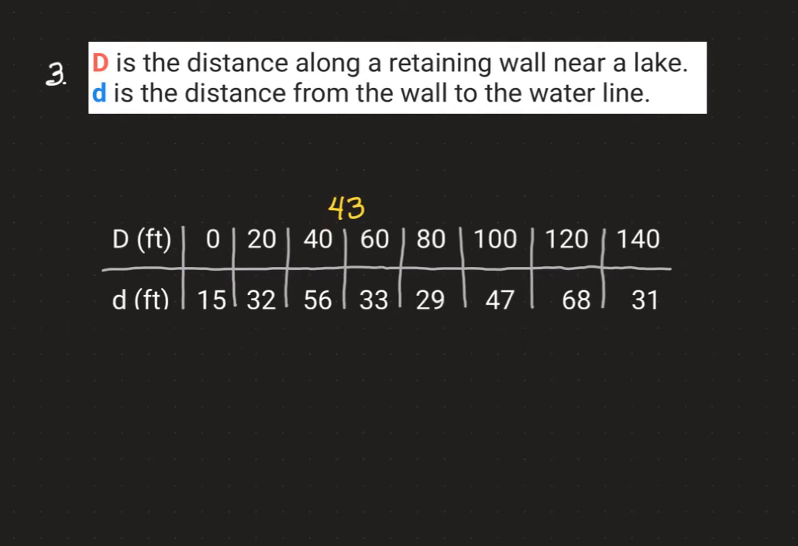So let me ask you, at 43 feet along the wall, what is the distance from the wall to the water line? And h is my variable for H2O. Between 40 and 43 feet, there's obviously 3 feet. And between 40 and 60, there is 20 feet. At the bottom here, between 56 and h feet, we do not know how many feet there are. We're going to figure that out though. And between 56 and 33 feet.